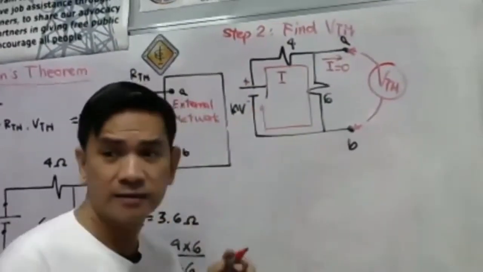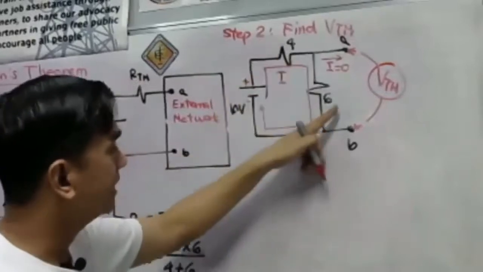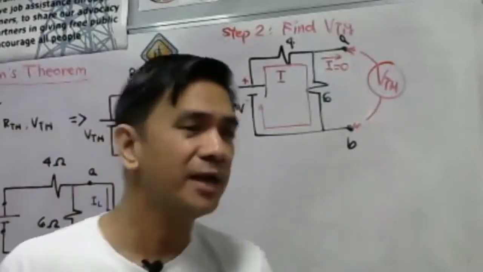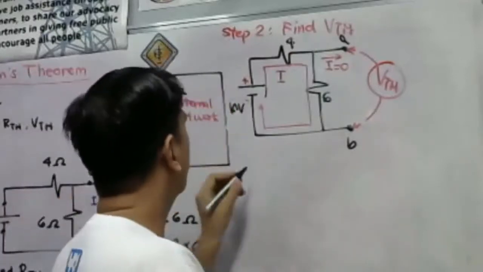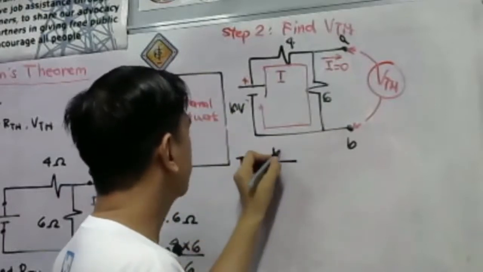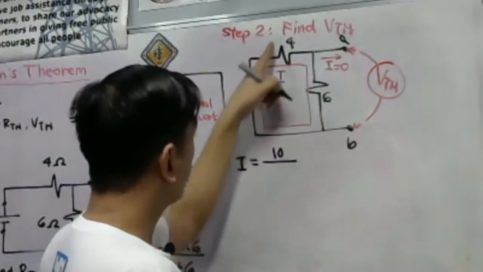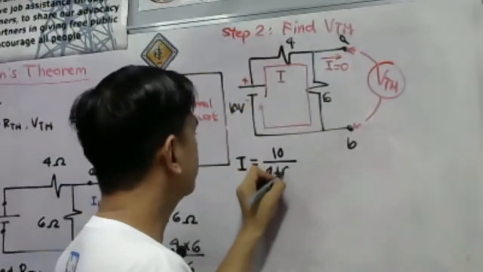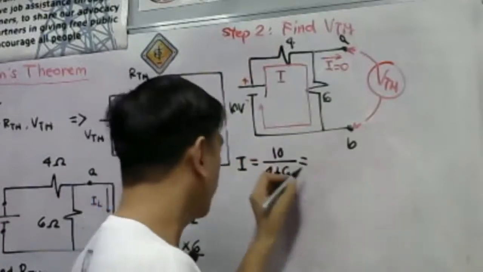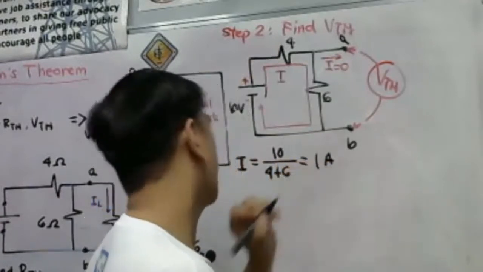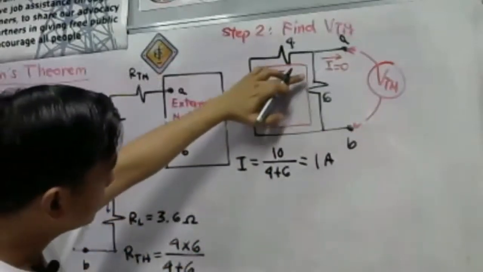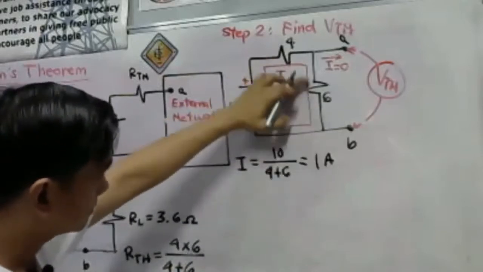It's only one path. So the 4 ohms and the 6 ohms will just be connected in series. So let's get our current I. That will just be Ohm's law. That is 10 over 4 plus 6. So 4 plus 6 is 10, 10 over 10, which is 1. So this is just 1 ampere. Meaning there is a current flowing here of 1 ampere.